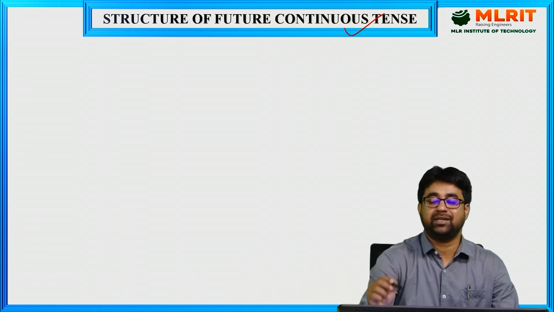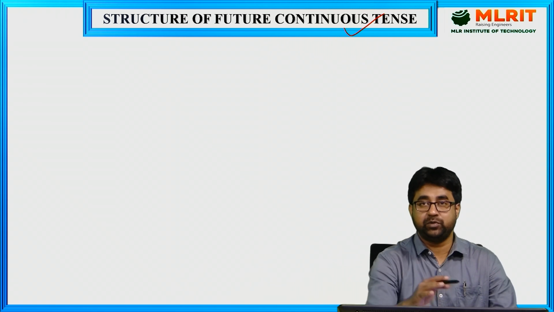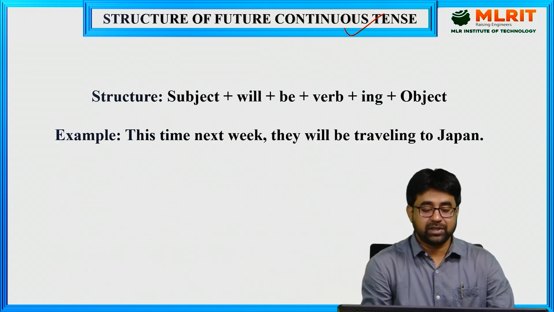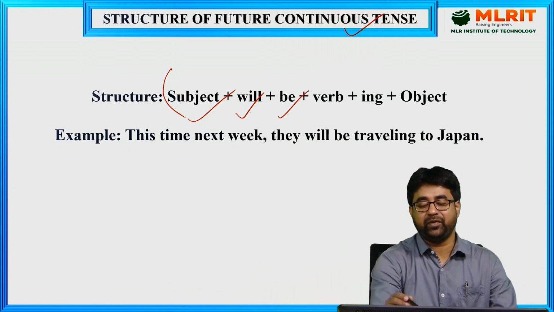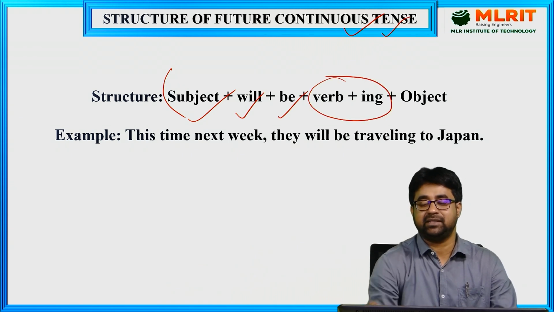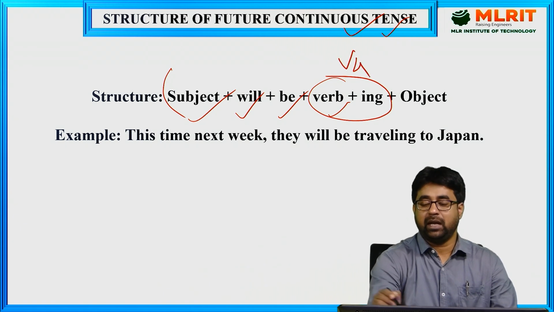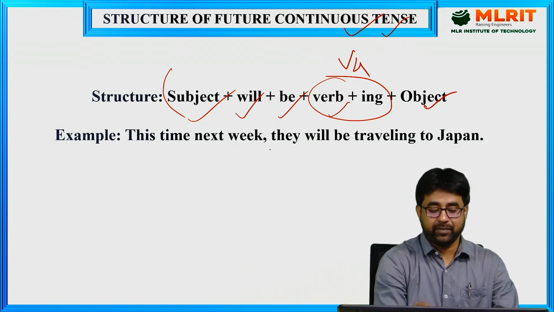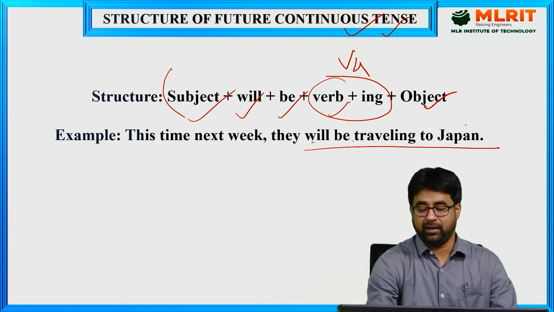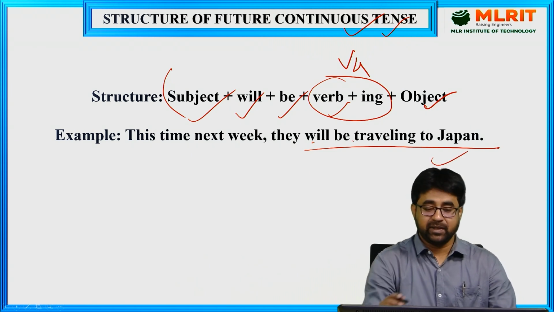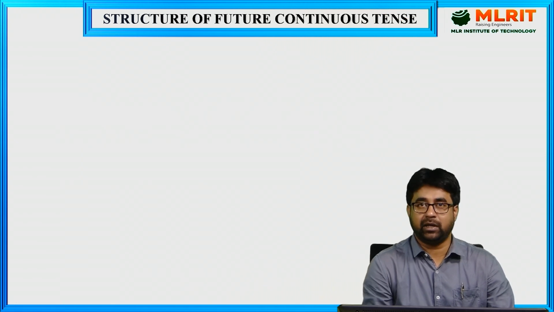Now let's come to the second aspect of future tense, that is future continuous tense. So what is future continuous tense? What is the structure first? Subject plus will plus be plus the verb with ing, and then object. See the example: this time next week they will be traveling to Japan, right? So which tense is it? Future continuous tense.